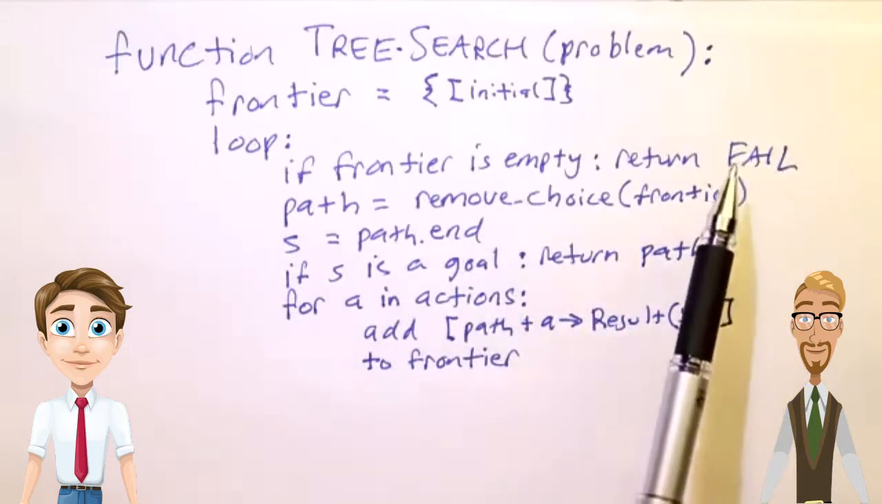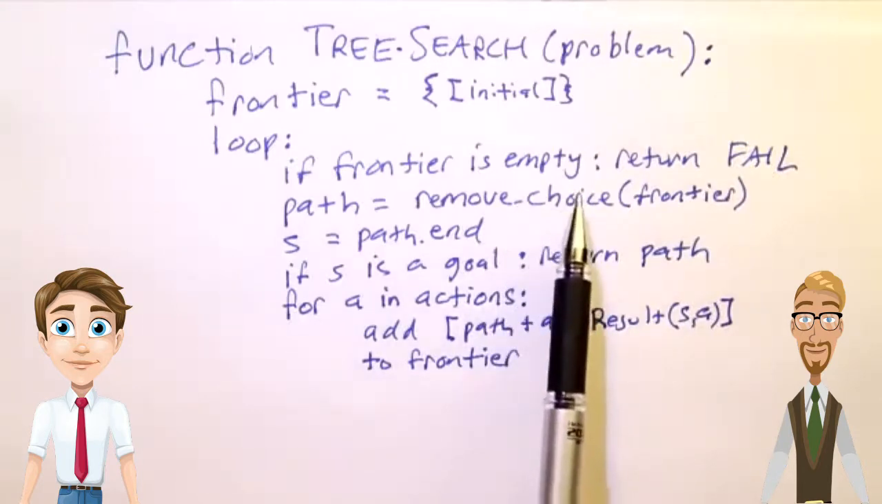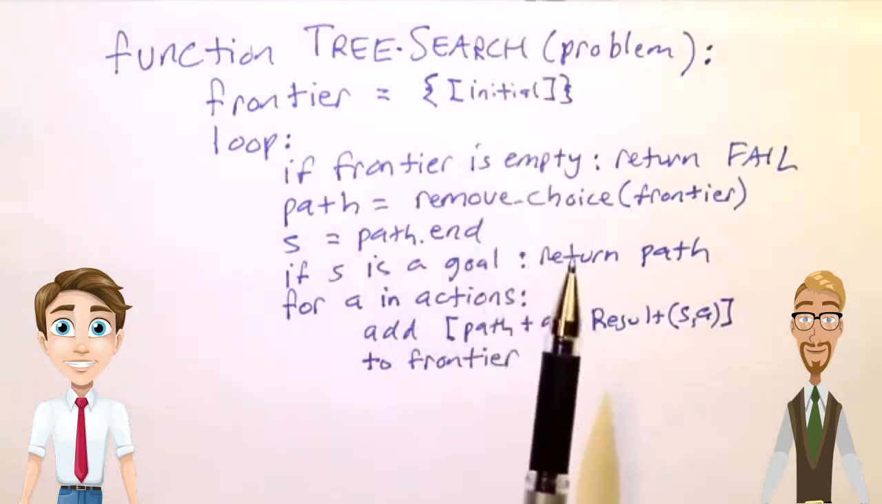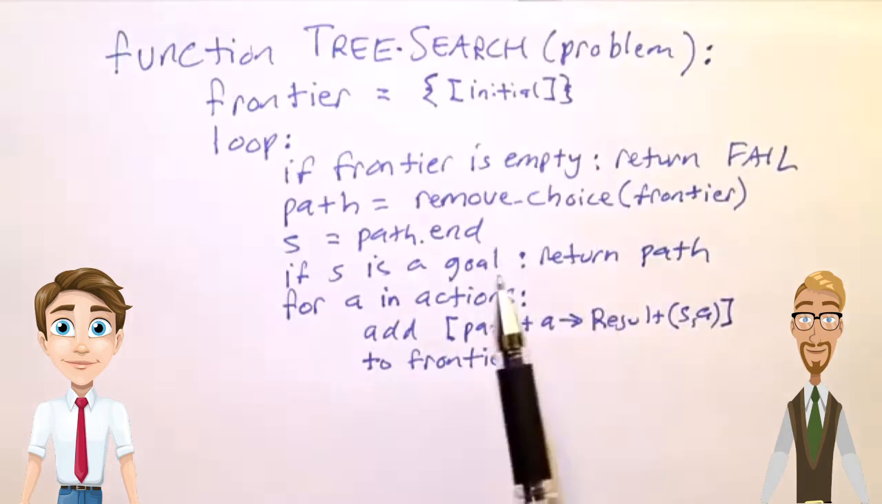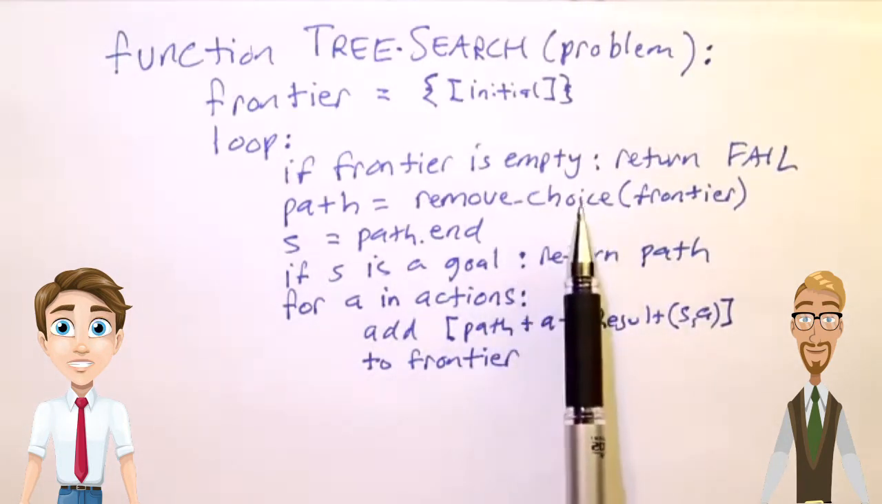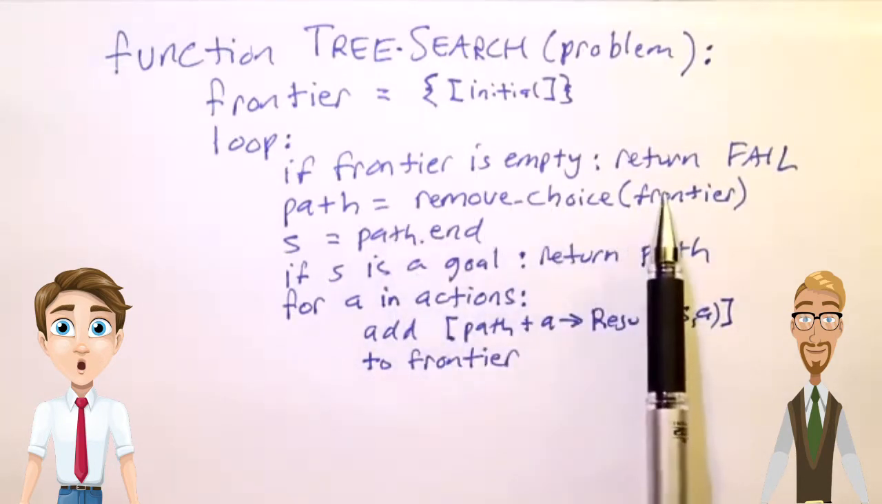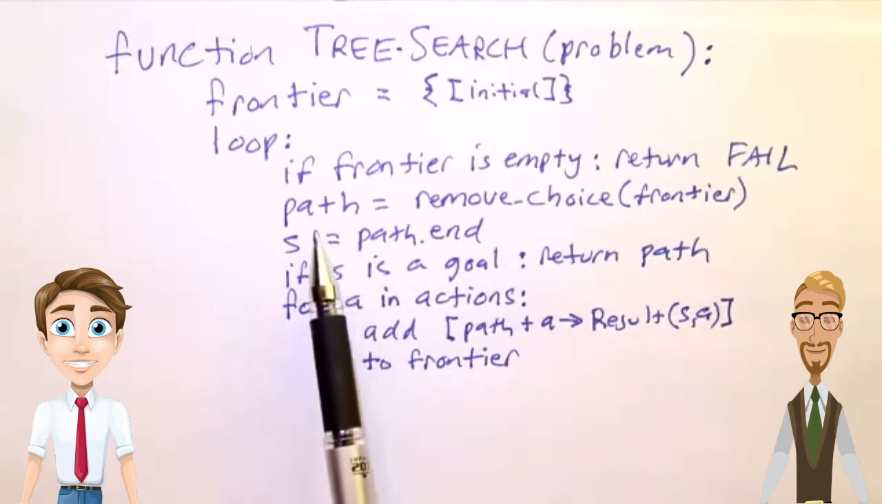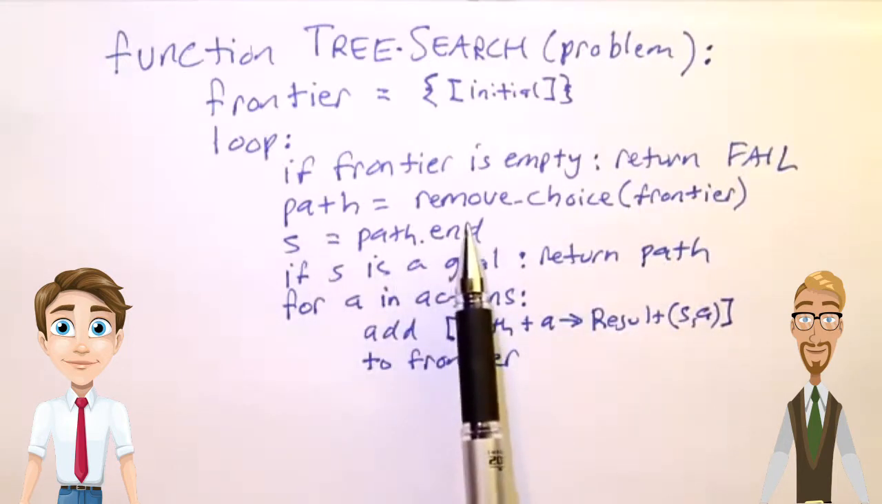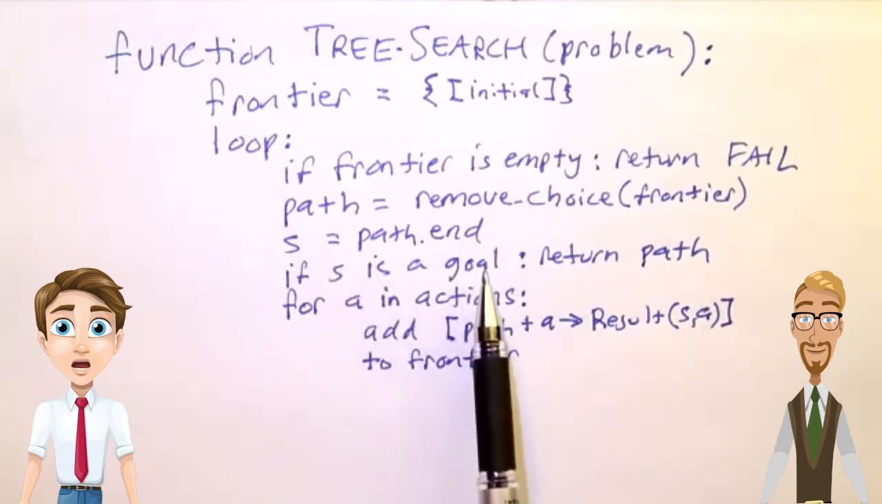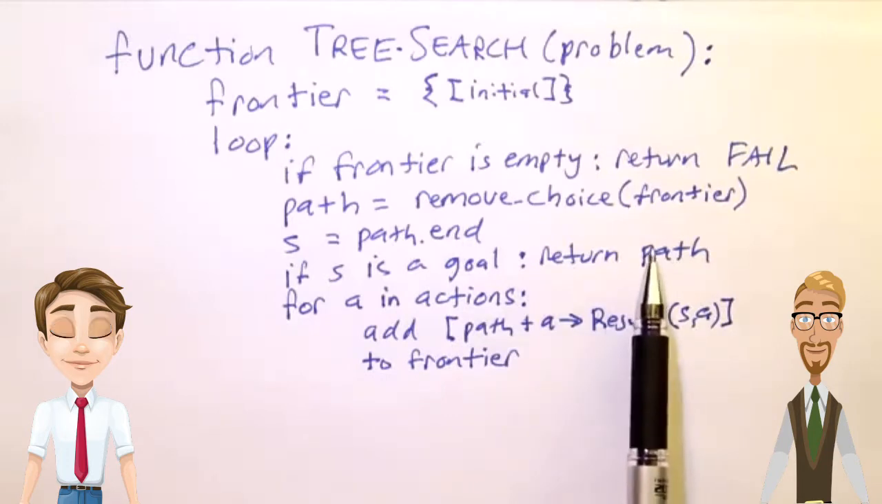If we do have something, then we make a choice. And tree search is really a family of functions, not a single algorithm, which depends on how we make that choice. And we'll see some of the options later. We go ahead and make a choice of one of the paths on the frontier and remove that path from the frontier. We find the state which is at the end of the path, and if that state's a goal, then we're done. We found a path to the goal.